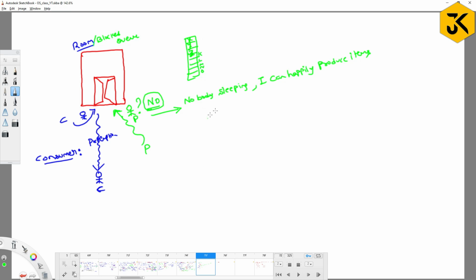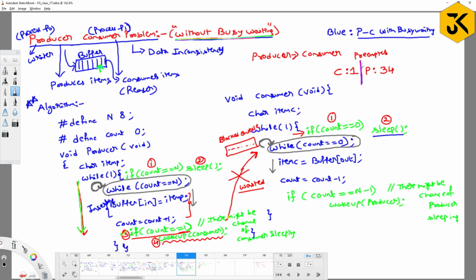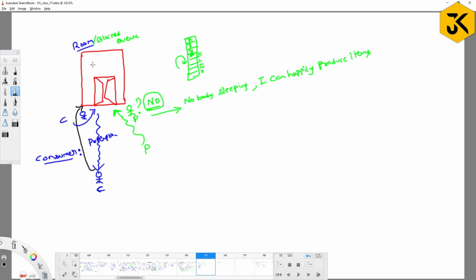While the producer is producing the items, at a particular instance of time, the consumer came back, meaning the preemption is done. It came back and executed line number 2, which means it will go to the sleeping state. Right? So now the consumer is sleeping, but this is not known to the producer.